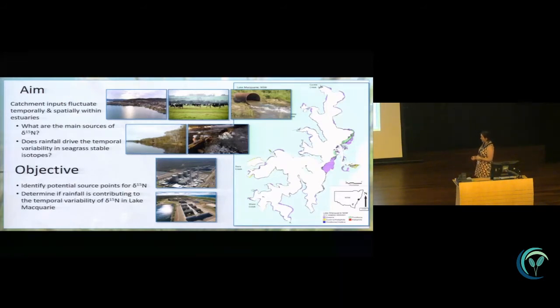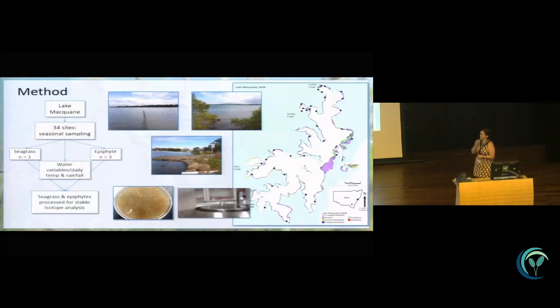So we wanted to identify the source points for nitrogen and then to determine whether or not rainfall was contributing to the temporal variability of the nitrogen in the lake. To do that, we needed to find enough spaces around the lake that were going to be representative of everything that was going on. So I ended up with 34 sites because there's a heck of a lot of subcatchments around the lake.